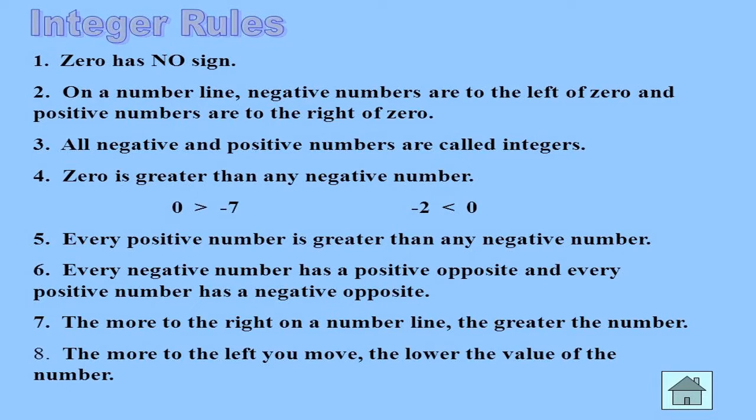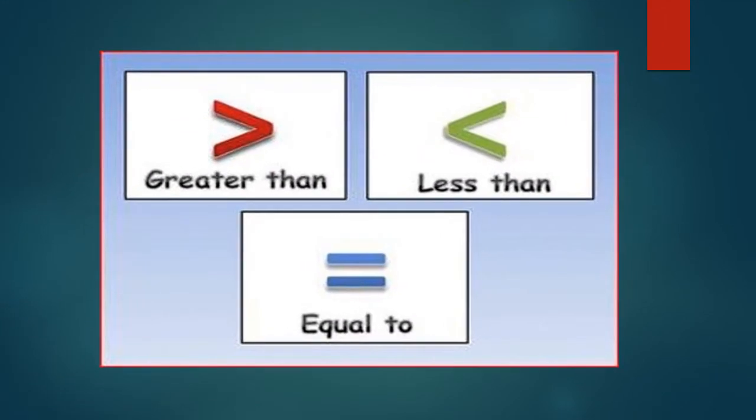The more you go to the right on the number line, the greater the number we will have, and the more you go to the left on a number line, the lower the value of the number you will have. Understood, students? These rules of the integers you have to write down in your notebook. All the rules of integers. See these signs: greater than, less than and equal to. As you all know all these signs.